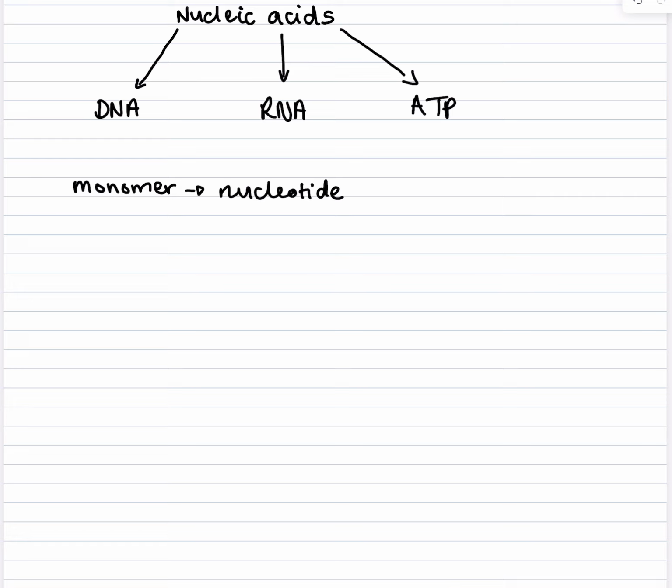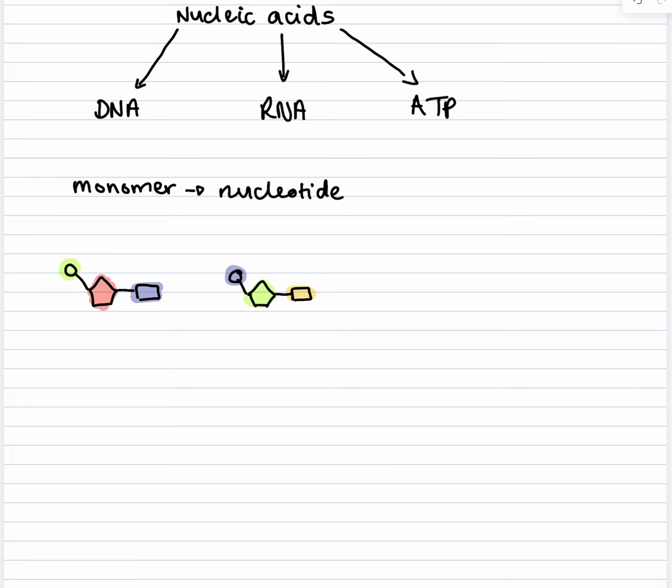A DNA nucleotide has this basic structure. We have a phosphate group, deoxyribose sugar, and a nitrogenous base, because it contains nitrogen, sometimes also called organic base. RNA nucleotides have a very similar structure. Phosphate group, ribose sugar this time, not deoxyribose, and nitrogenous base.